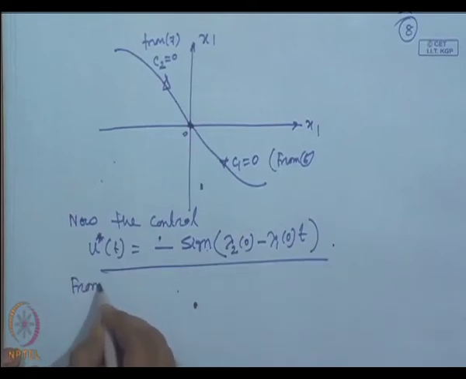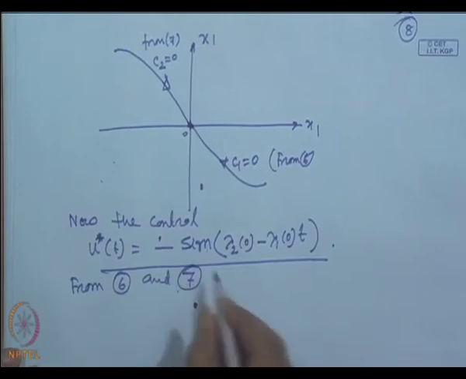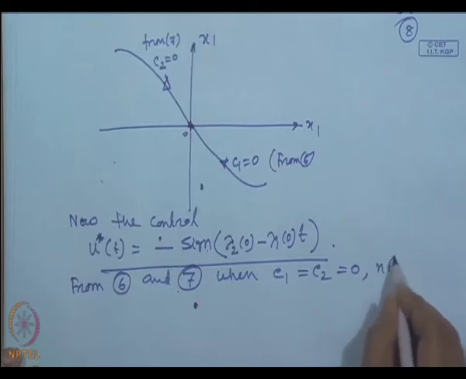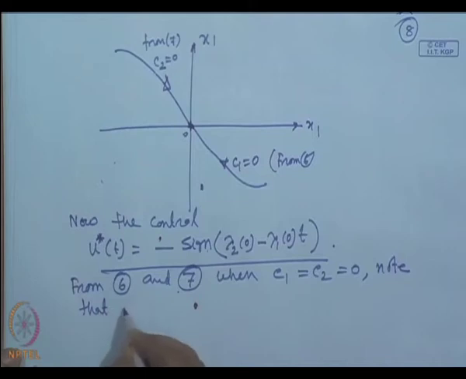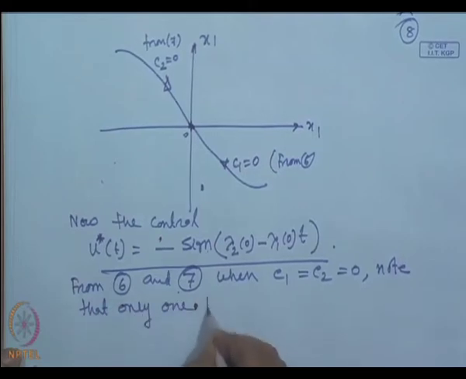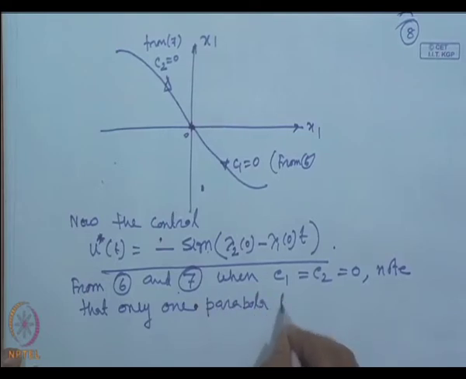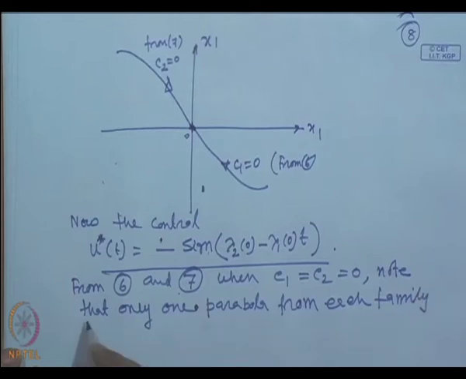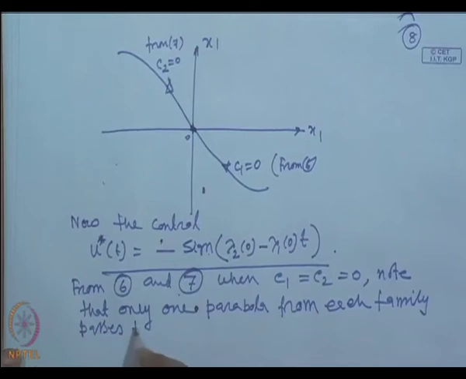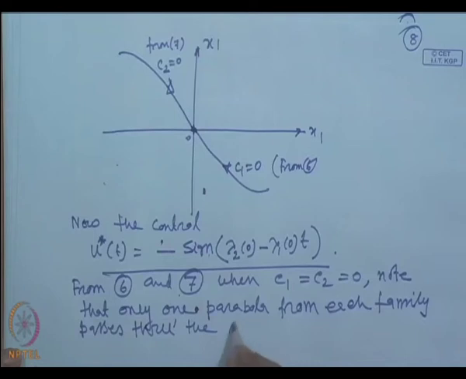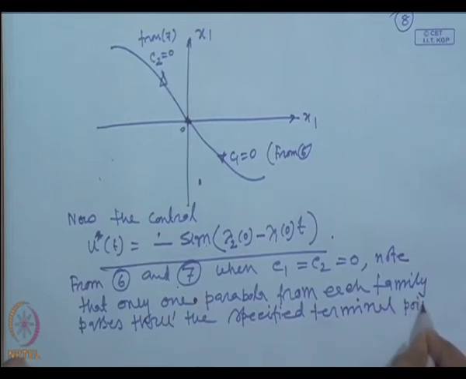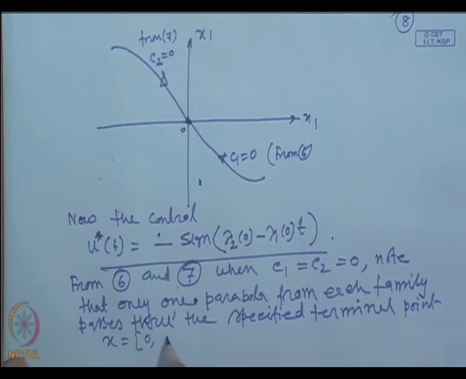So from 6 and 7, when C 1 is equal to C 2 is equal to 0, note that only one parabola from each family passes through the specified terminal point x is equal to 0, 0 transpose.